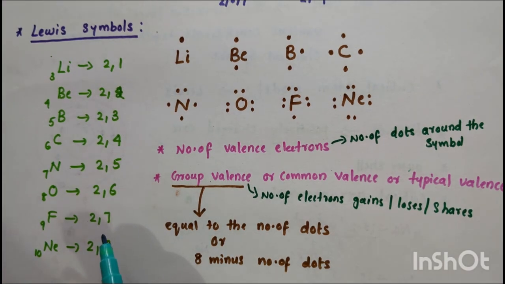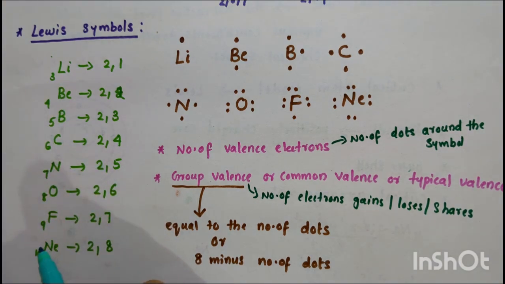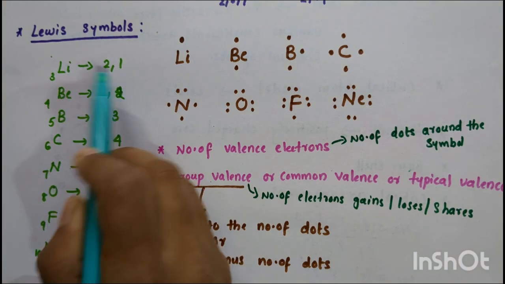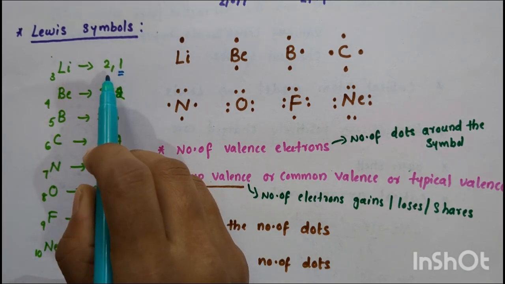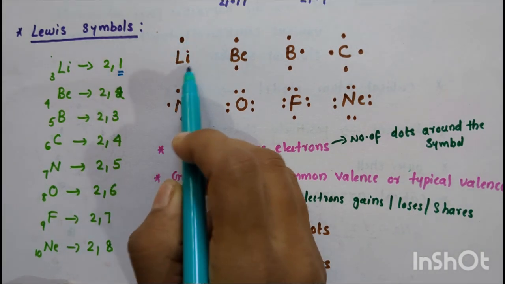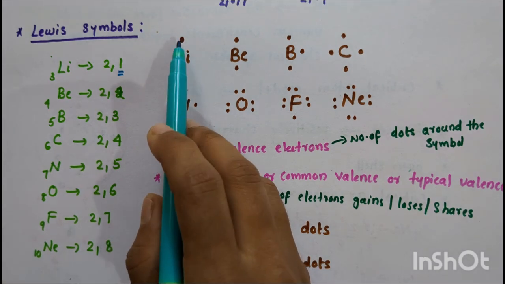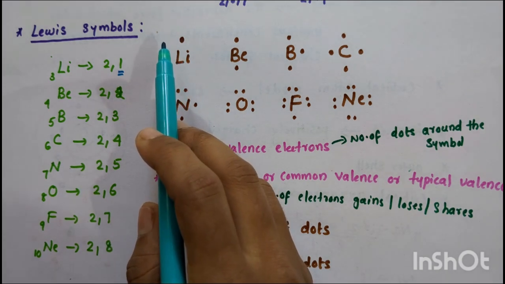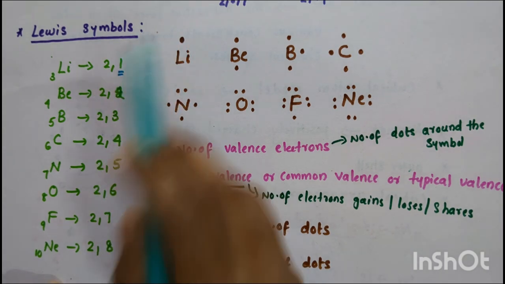For example, let us consider the second period elements lithium, beryllium, boron, carbon, nitrogen, oxygen, fluorine and neon. See, for lithium, its electronic configuration is 2, 1 because its atomic number is 3. So, only 1 electron is there in the outer shell. So, the Lewis symbol for lithium is Li with a dot. This dot actually represents the electron in the outer shell. Only one electron is there in the outer shell, so only one dot.